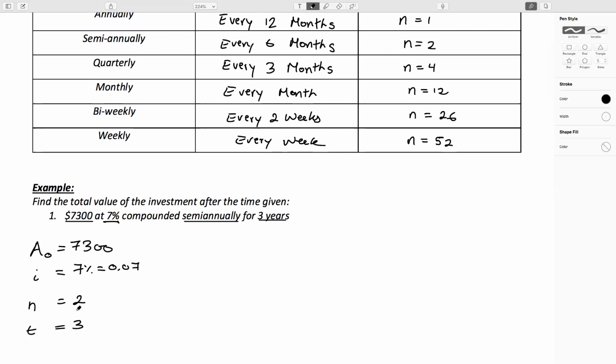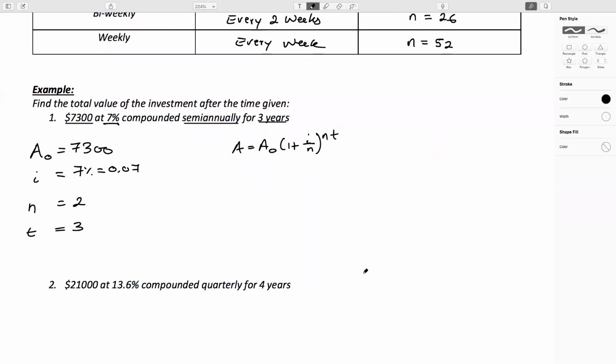So we can now plug this into our formula. A equals A naught times 1 plus I over n to the nt. We can then plug our numbers in. A naught is 7,300 times 1 plus 0.07 over n, which is 2, to the power 2 times 3. This simplifies to 7,300 times 1.035 to the power 6. Or when it's all said and done, we will have a principal of $8,974.